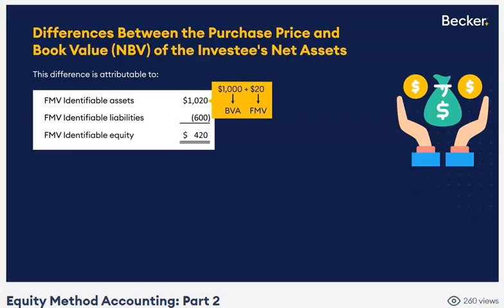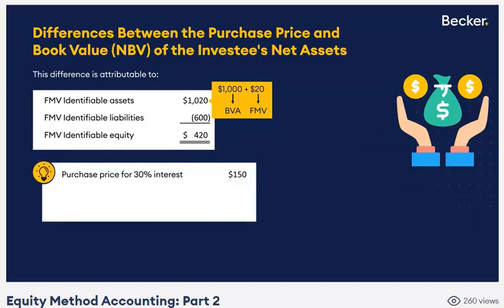Okay, the fair market value of the identifiable equity is 420. Now, the purchase price for a 30% stake again was how much? 150. Well, logically, if the fair market value of the net assets is 420, multiply that by 30%, you would have thought we would have paid what amount? 126. But we didn't pay 126. We paid 150. Why did we pay the extra 24? I don't know. So what are we going to call that unidentifiable excess? Goodwill, 24. Same result, different format.